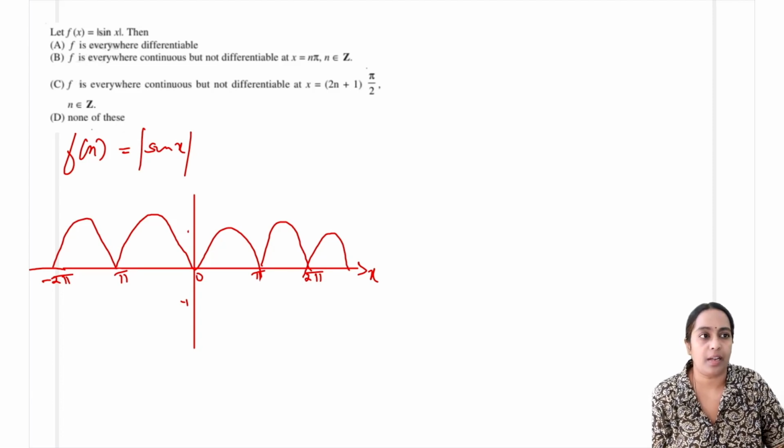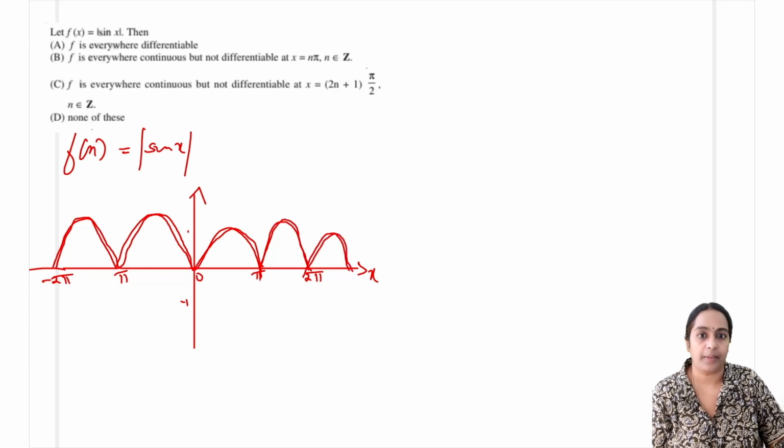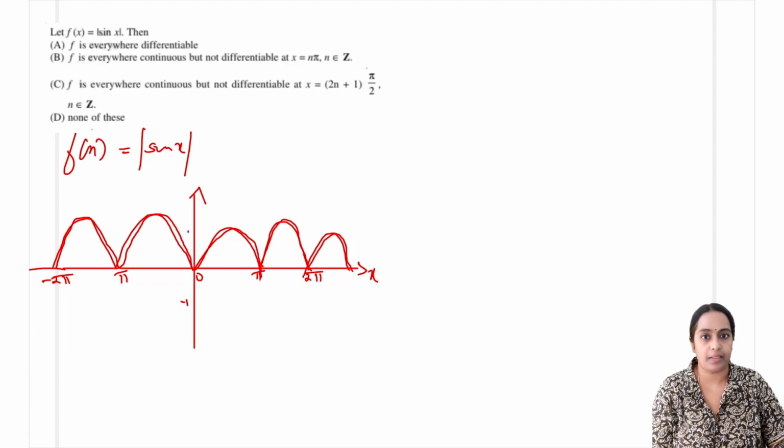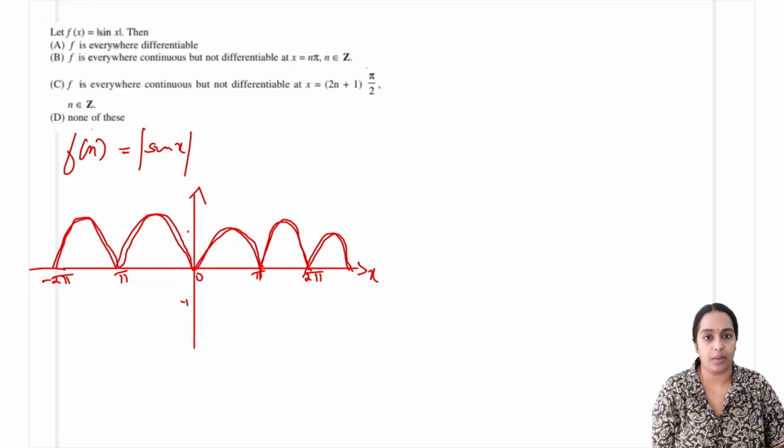So when we look at this graph, we know for sure this graph is definitely continuous everywhere. It's completely continuous for all values. But what about differentiability? When we look at the graph, if the graph is having sharp bends, then we say the graph is not differentiable at those points.